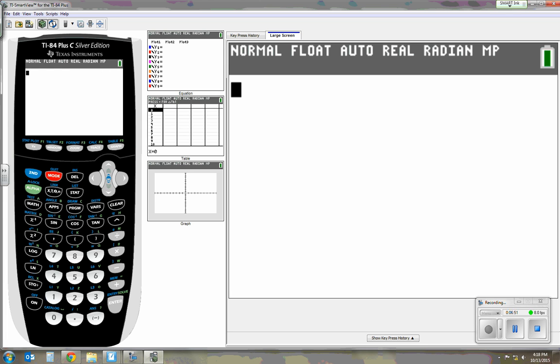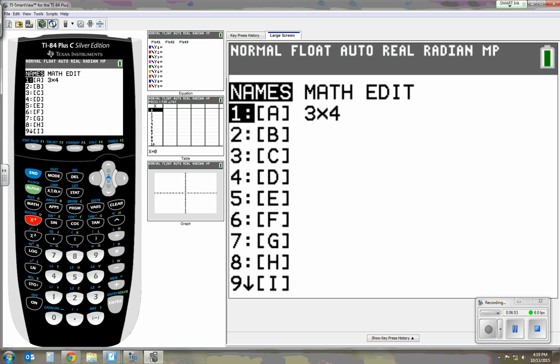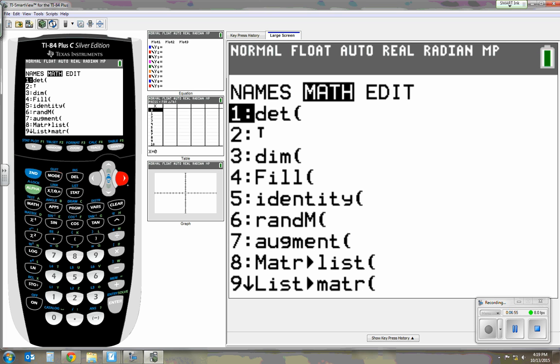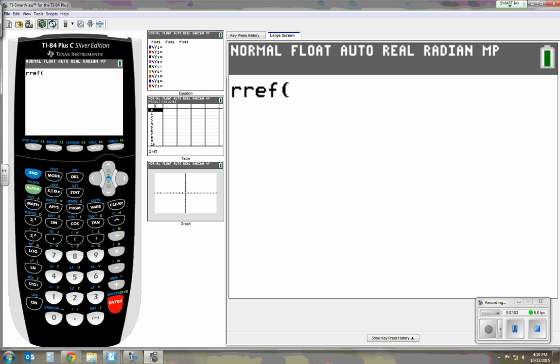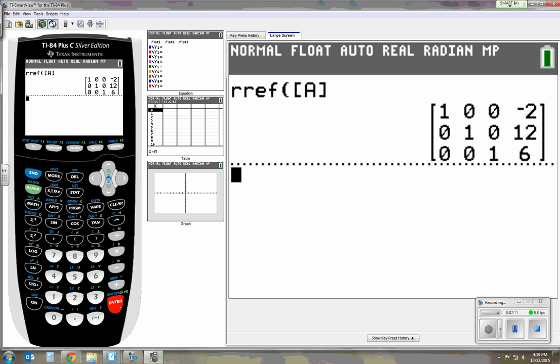And then we go back to second matrix, arrow over to math, and we're going to find our RREF, which is B, for reduced row echelon form, and push enter. Now that we have that in our calculator, we have to select our matrix. So we go second matrix, select number 1, and we push enter. And now we have our answer.